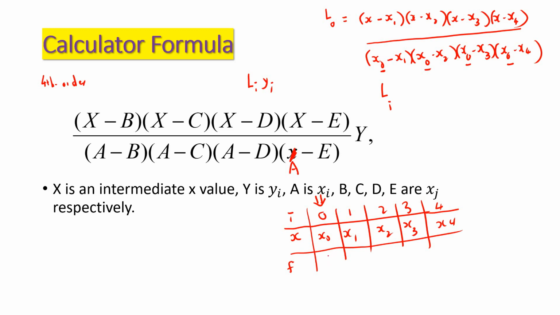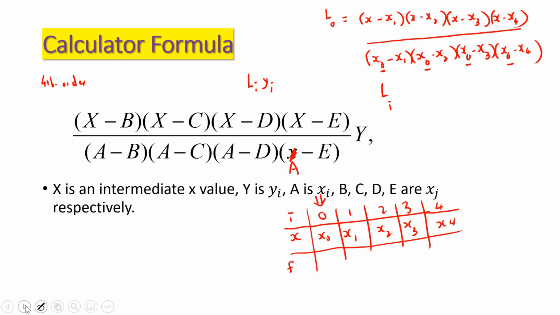The Y will be in the same column here. This means when you are standing in this column, X is the current X value, Y is the current Y value. Sorry, X is the given X value, A is the current X, Y is the Y here. Then B, C, D, E are not the current X value. So when you move to column 1, A will be your X1. Then B changes to your X naught. The others B, C, D, E are still the same, and Y moves to here.